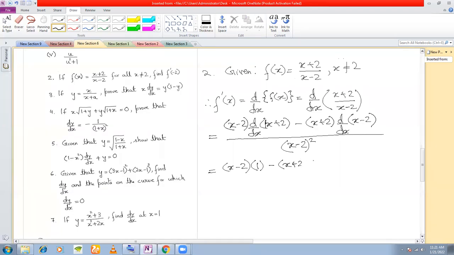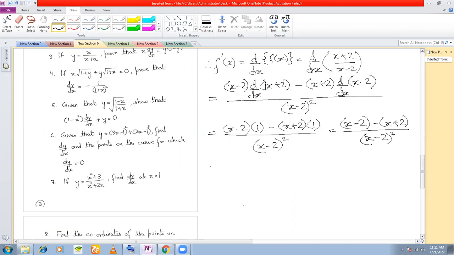Similarly, for x - 2, the derivative is also 1 because it's a linear polynomial and the coefficient of x is 1. So I get (x - 2) square. So I simply get here (x - 2) minus (x + 2), divided by (x - 2) square. Simplify the numerator: (x - 2) minus (x + 2), where x and minus x will cancel. So you simply get -4 by (x - 2) square.